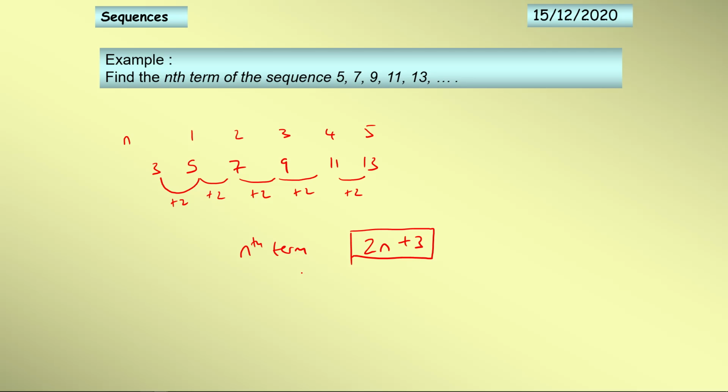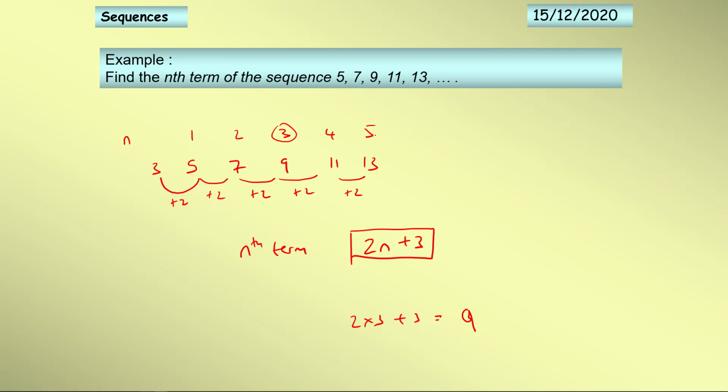You've seen this in your homework sometimes. So if you want to look at, say, the third term, we just substitute for 3. Because 2 times 3 plus 3 is equal to 6 plus 3, which is 9. And that's your 9 there. If I want to look for the fifth term, I just put 5 there. 2 times 5 is 10 plus 3 gives me 13. So this nth term can generate any term.